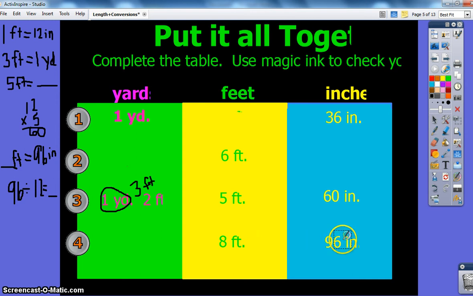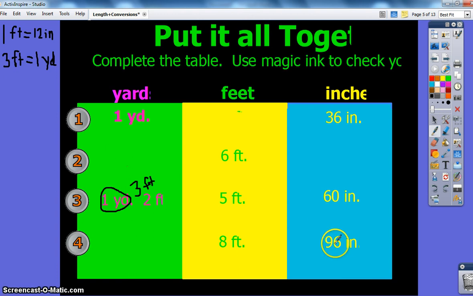Okay, so now let's figure out how many yards are in 96 inches. We were still going from a small unit to a large unit. So on this one we have 96 inches. We know that that equals 8 feet. So how many yards is that? Well, let's use this conversion right here. If 3 feet equals 1 yard, then if we have 8 feet, how many yards is that? So we're going from a small unit to a large unit, so we're going to divide.